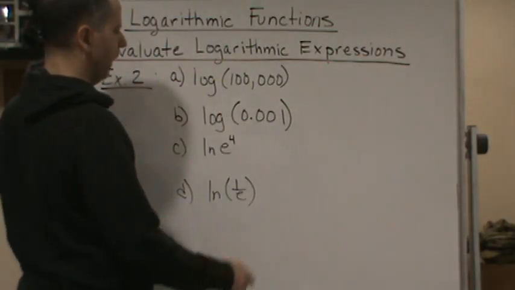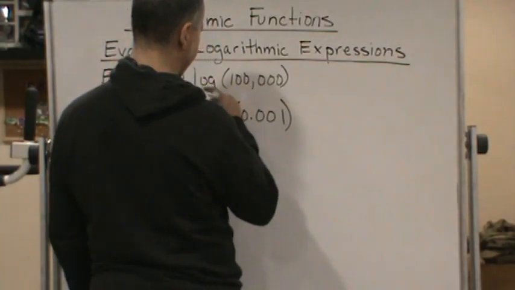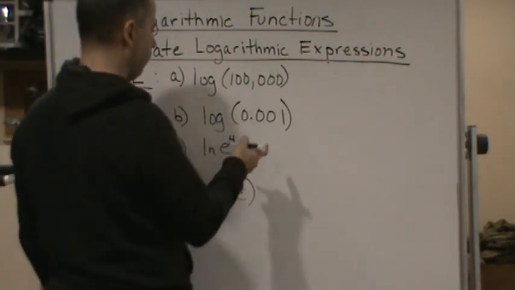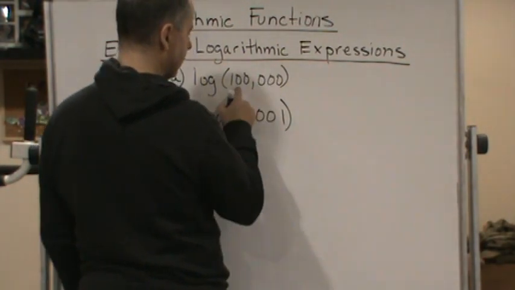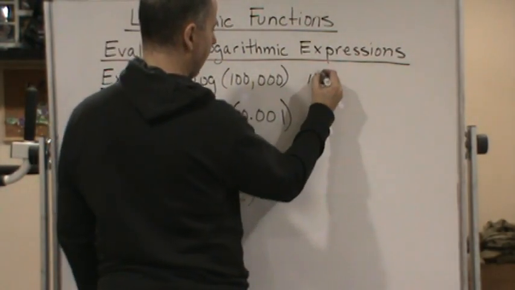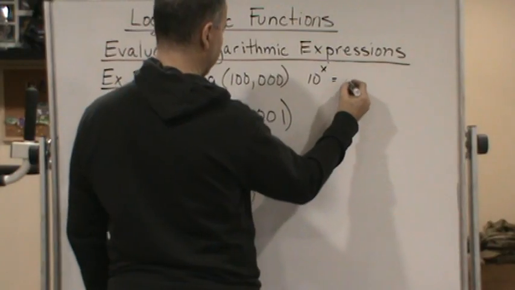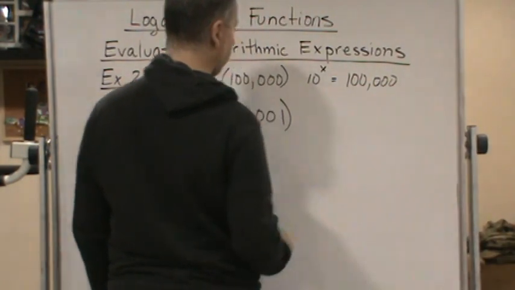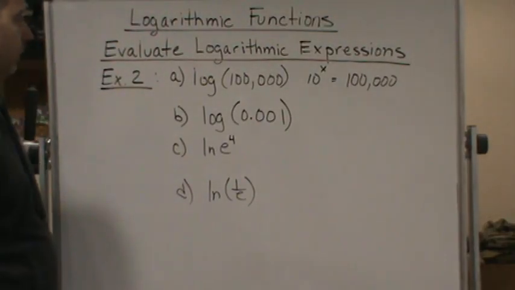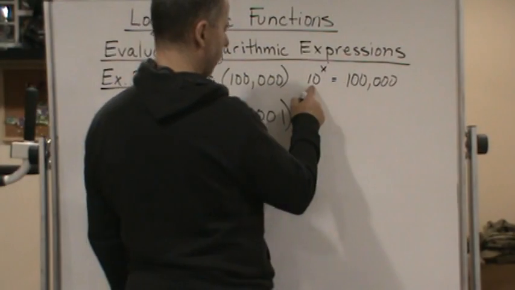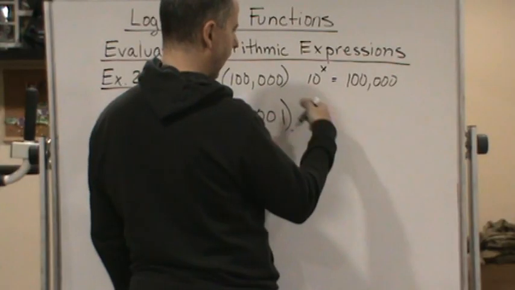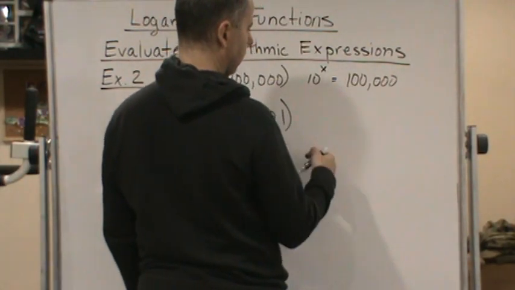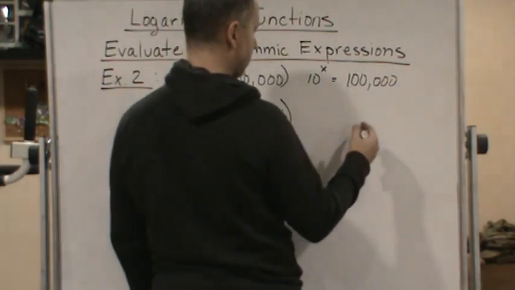Okay, so again, we're looking for an exponent, right? So we're going to raise 10 to what power to equal 100,000? Every time you multiply by 10, you're adding a zero, so you can just count the number of zeros if you wish. So in this case, it'll be 5.